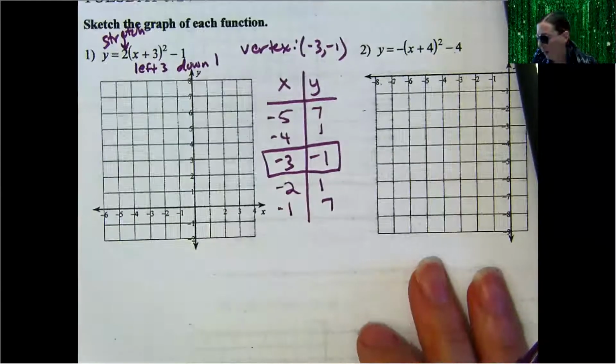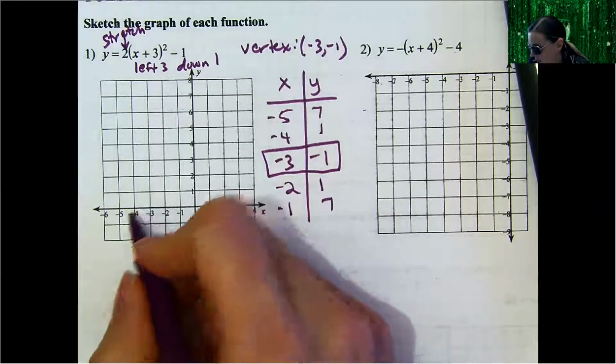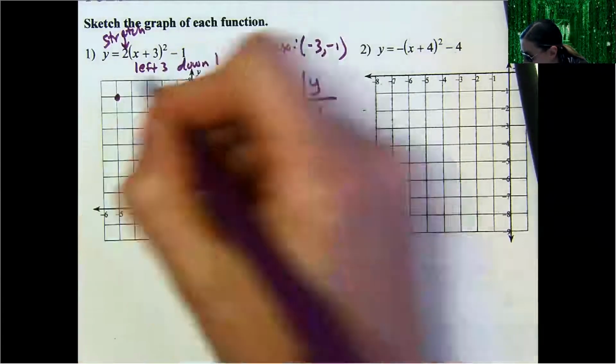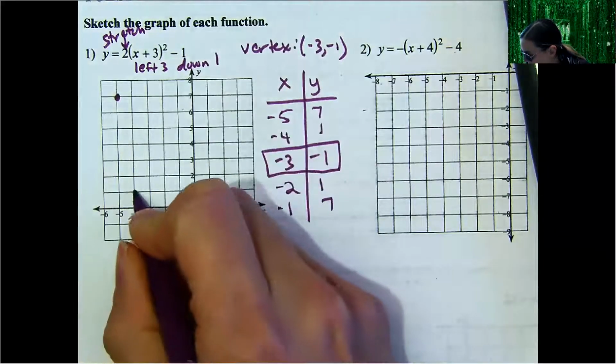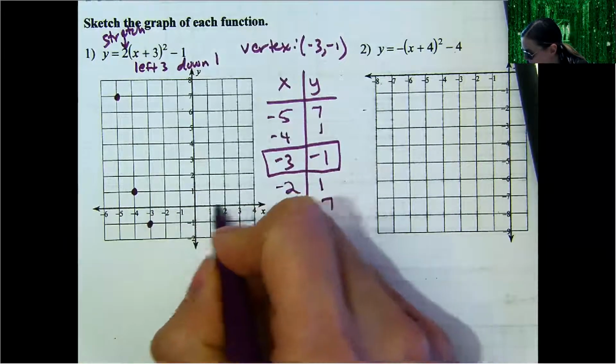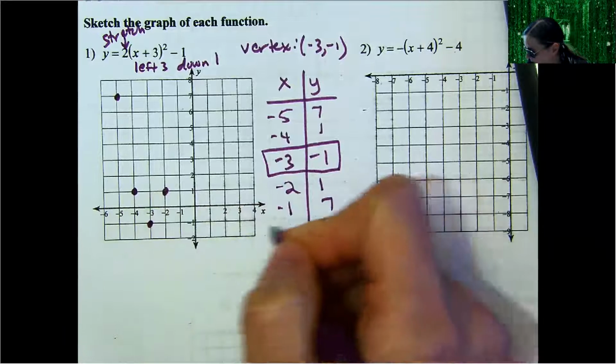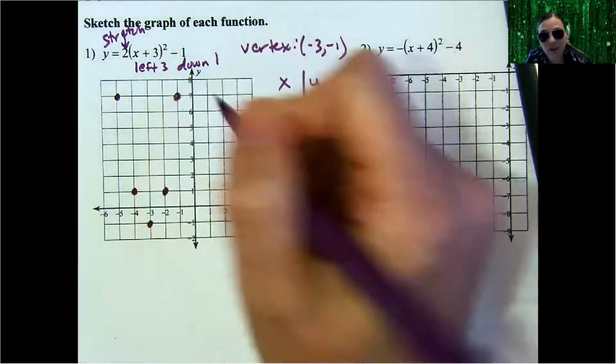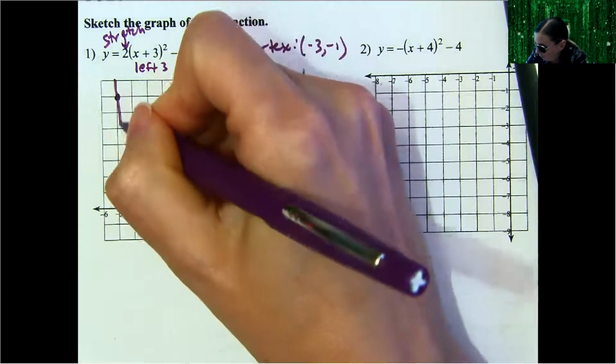Then we just do a quick graph of it. -5, 7, so to the left 5, up 7. To the left 4, up 1. To the left 3, down 1. Left 2, up 1. Left 1, up 7. There you go. There's your U.